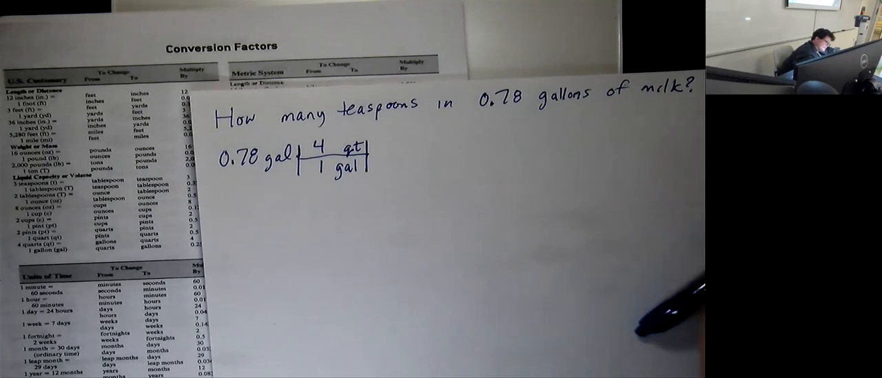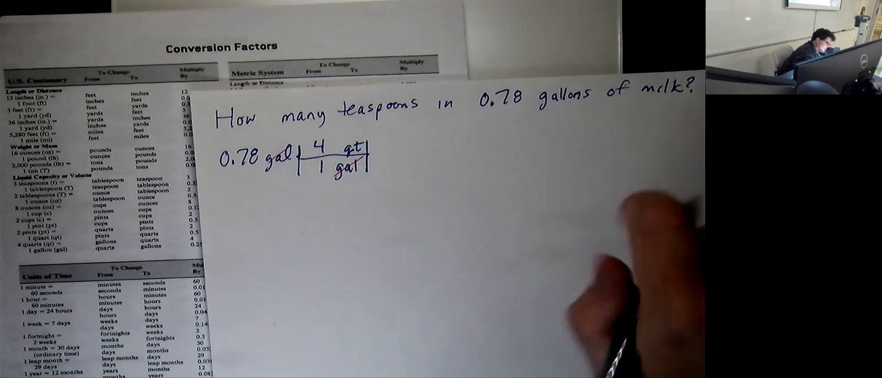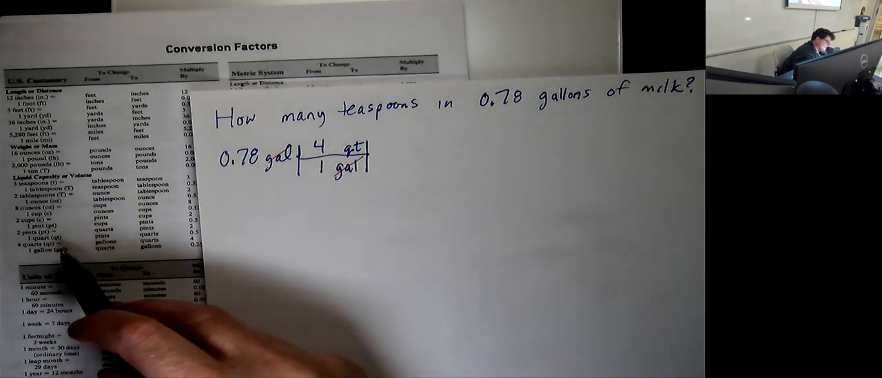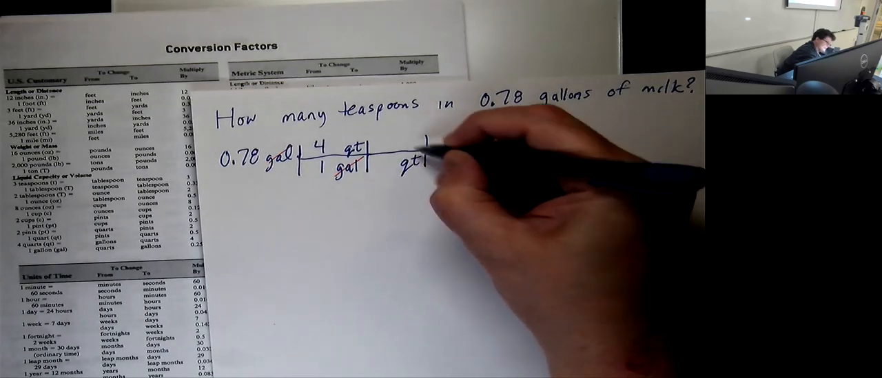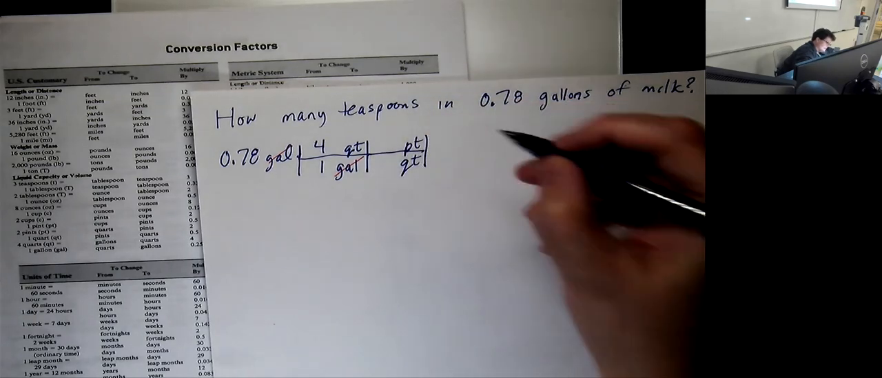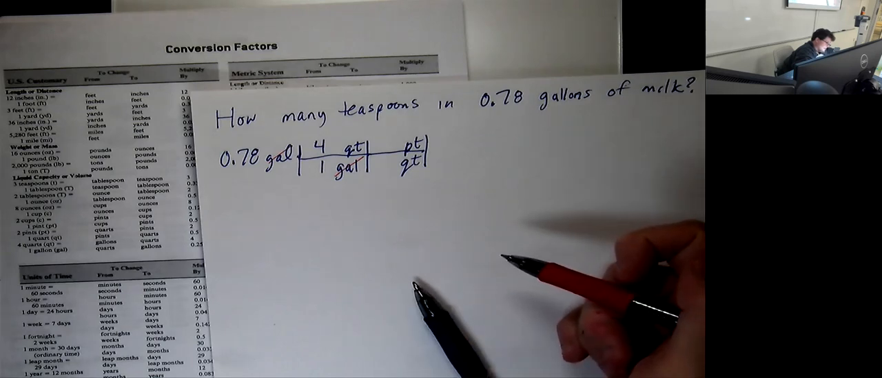And that gets rid of gallons, and I'm not where I want to go. I want to end up at teaspoons. The only thing I have here that shows quarts is the quarts to pints. So the next one is quarts go to pints.